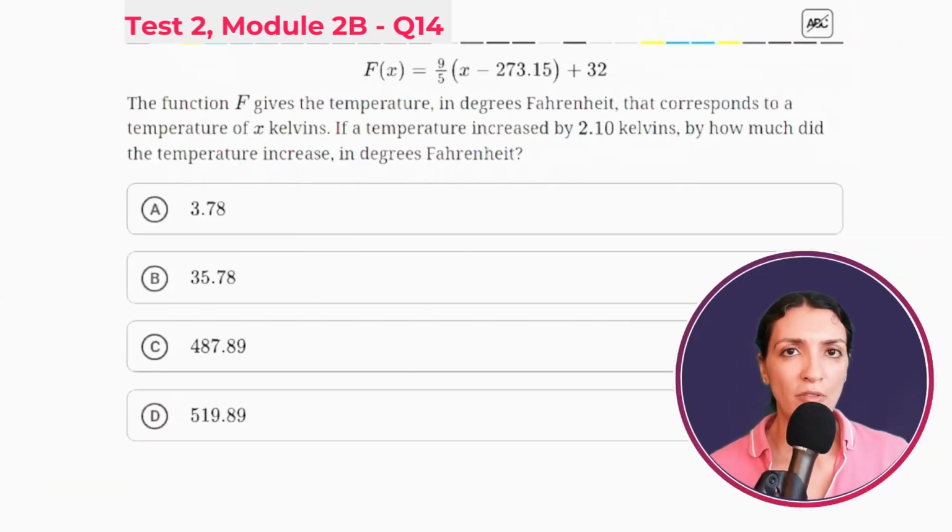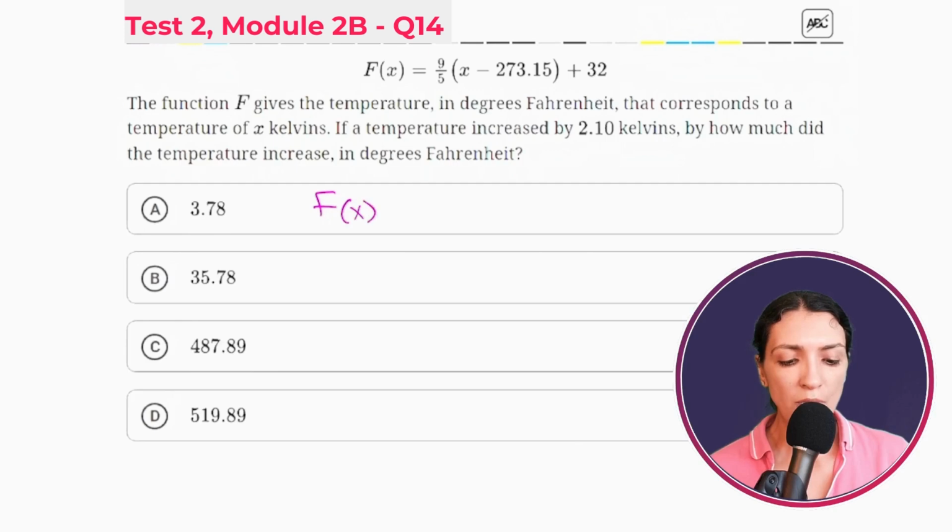We're given a linear equation and we're asked to find out by how much would the y, our output, or here our f, increase when our x is increased by 2.1. There are different ways of solving this, and if you wanted to solve it exactly, please check out the video linked in the description below. But for now, let's solve it with estimation and a little bit of algebra.